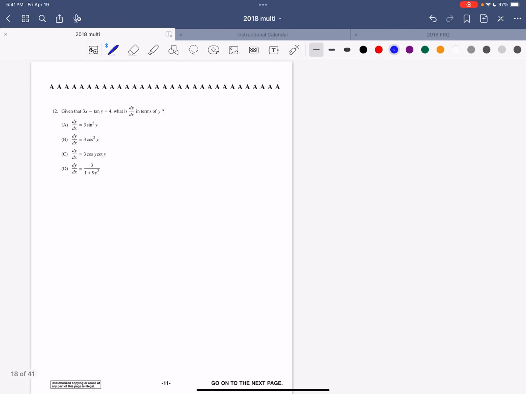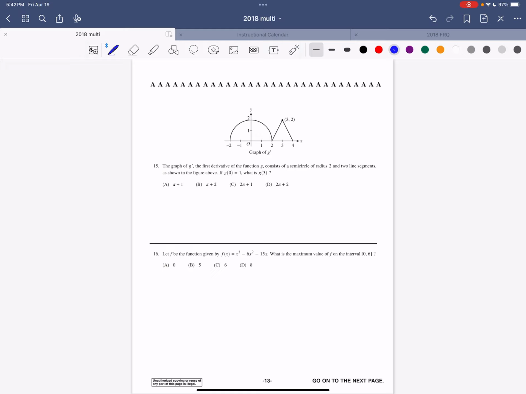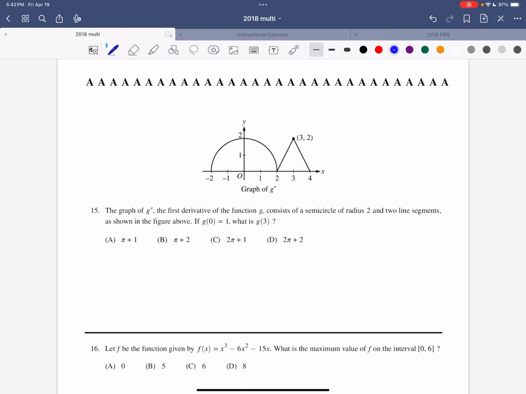Now, the next one I'm going to go over is question number 15. So do you see I went over everything right here? So it's not going to be that difficult. I thought it was going to be more complex, but it was not. Because it says this graph itself is already f prime, the first derivative of this one. Now, if g of 0 is equal to 1, you want to find g of 3.